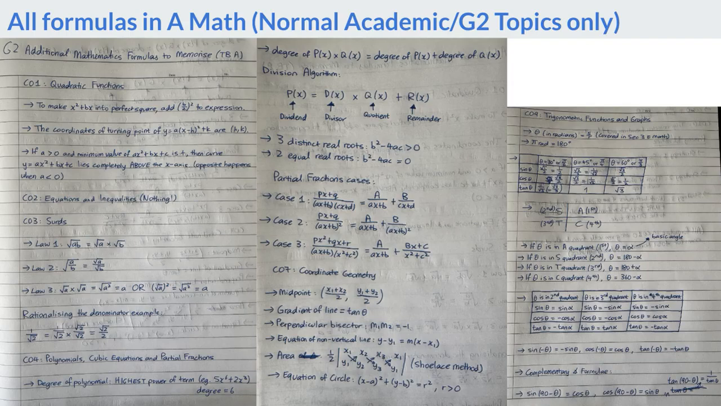Now the third point I'll need to illustrate a bit further. If a is more than 0 and the minimum value of ax squared plus bx plus c is positive, then the curve will lie completely above the x-axis. The opposite will happen when a is less than 0. So what does this mean?